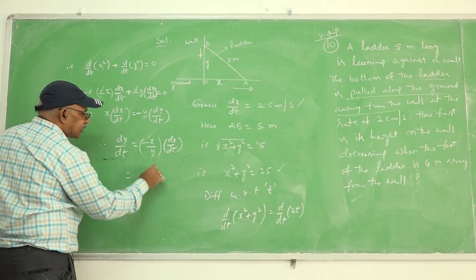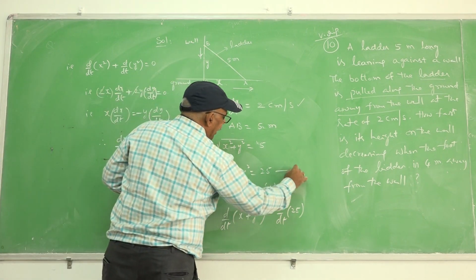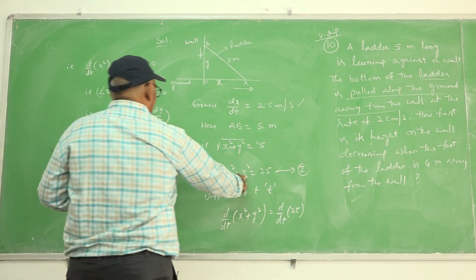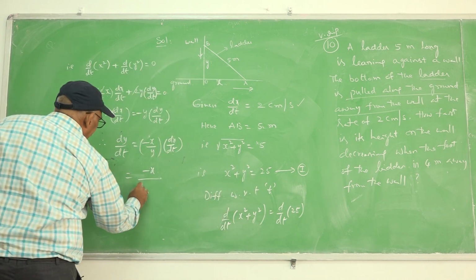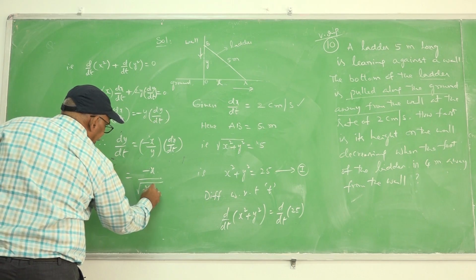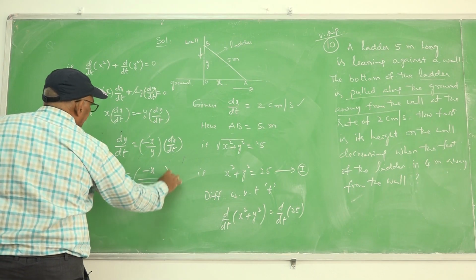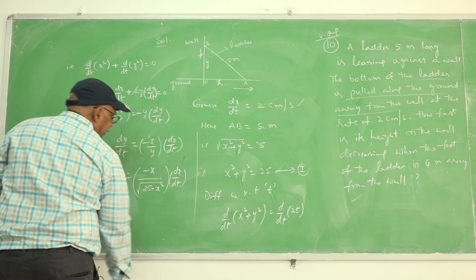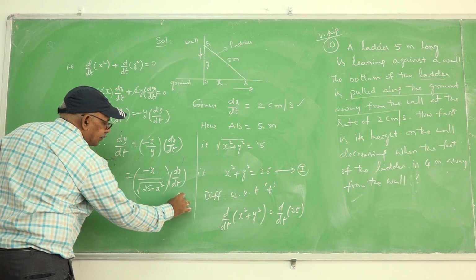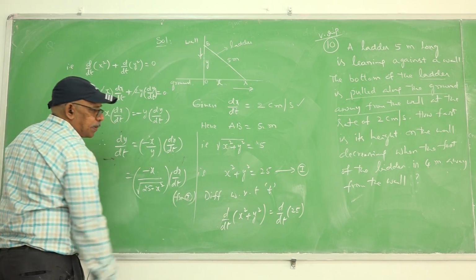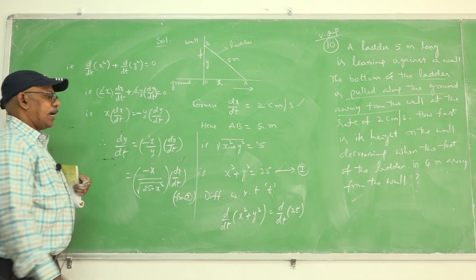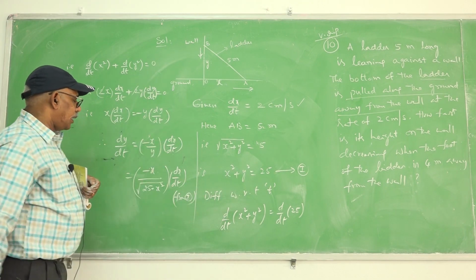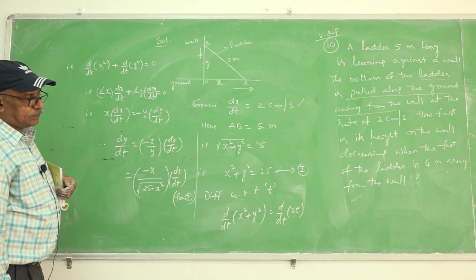That may be written as minus x by y, and in terms of x you can write y as square root of 25 minus x square, into dx by dt. This is from equation 1. You can replace y in terms of x: y square equals 25 minus x square. Y is clearly under root 25 minus x square.